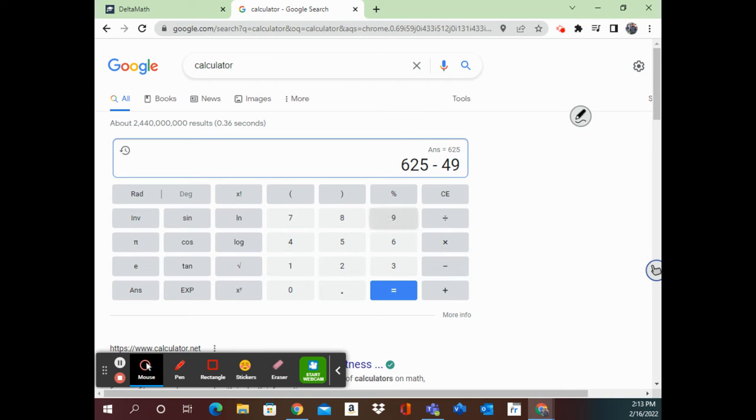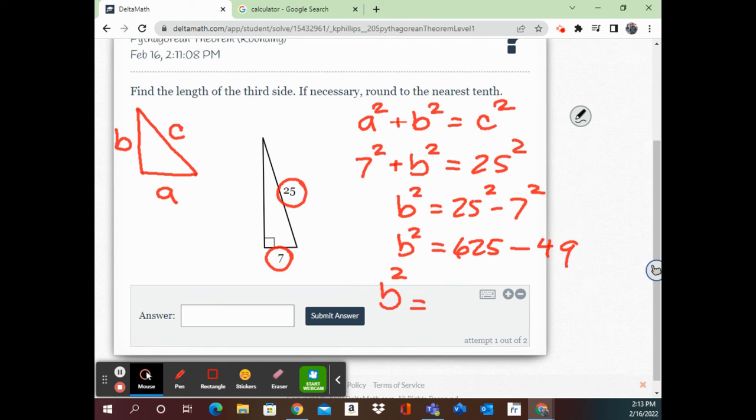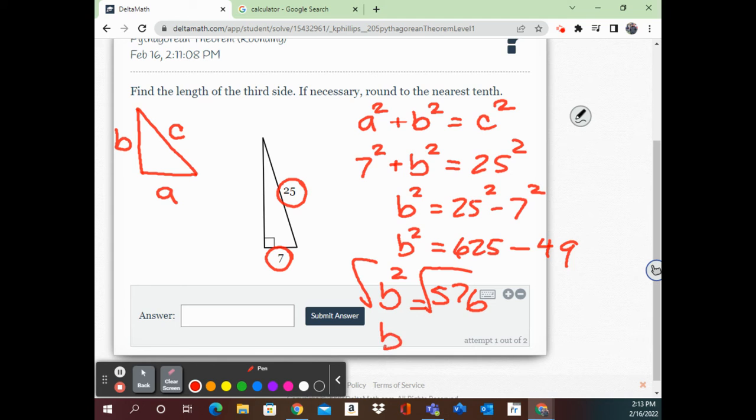Of 576. So what we want to do is hit the square root button and take the square root of 576, which will give us an answer of 24. In order to get B by itself, we take the square root of both sides. So B is equal to 24.